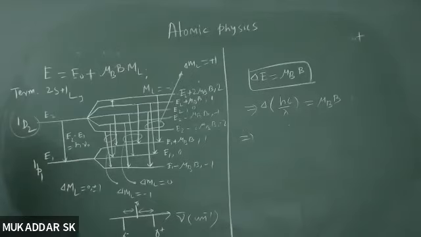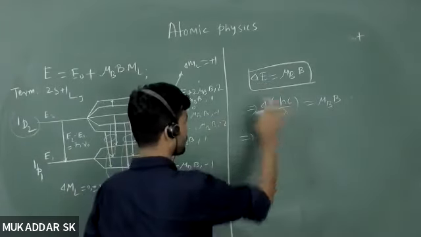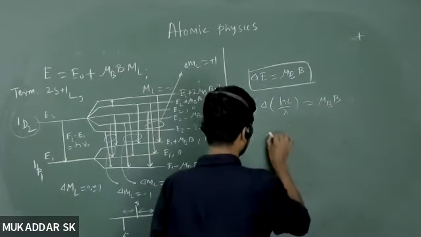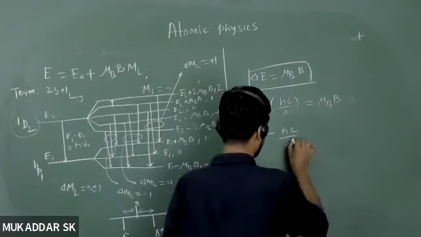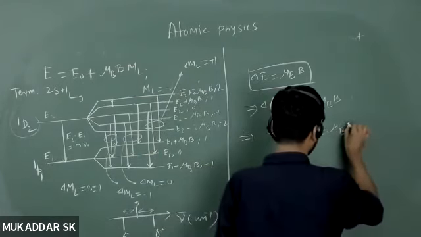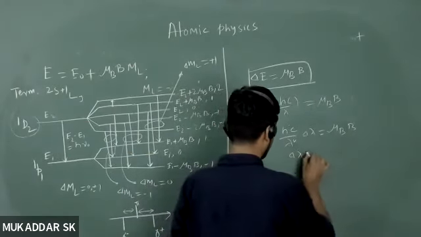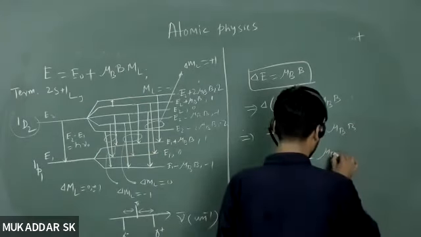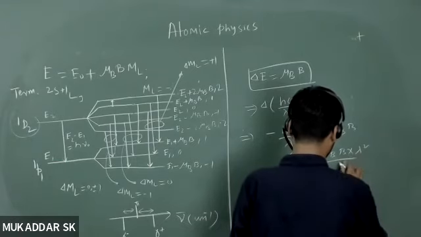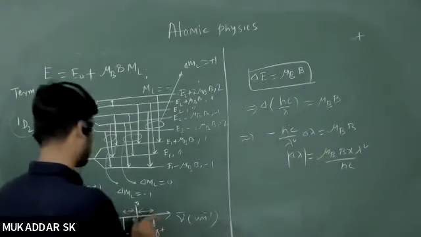Please keep in mind, there is no need to apply any formula. Here, in place of delta E, I substitute hc by lambda, and that should be equal to mu B B. Now can we write like this, minus hc by lambda square delta lambda equals mu B B. So from here you can clearly see that delta lambda equals mu B B into lambda square divided by hc. I am taking the modulus only, because I am calculating delta lambda.